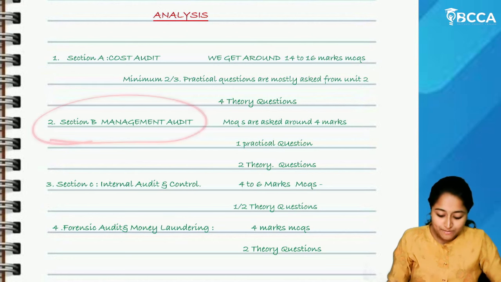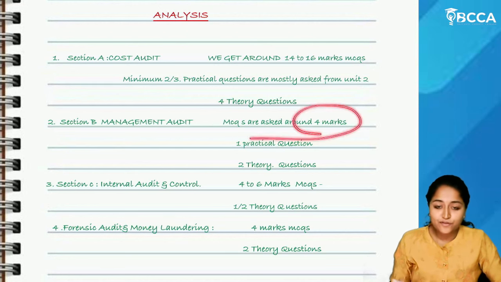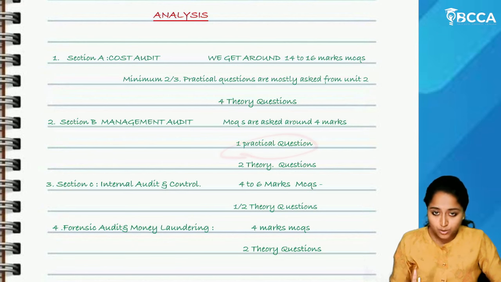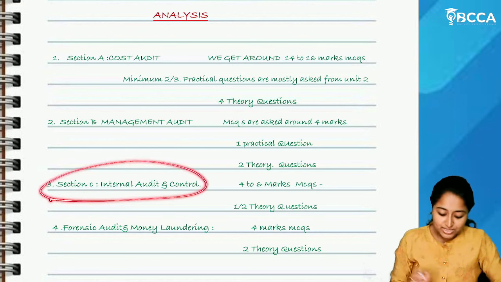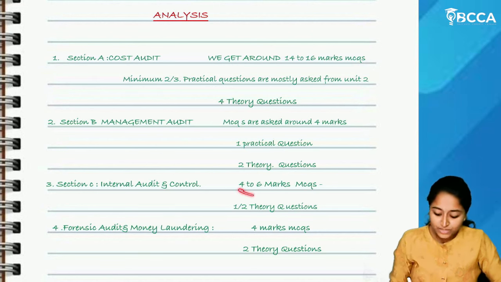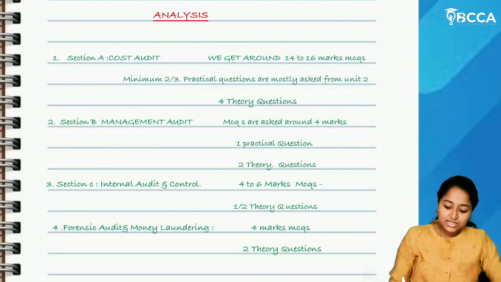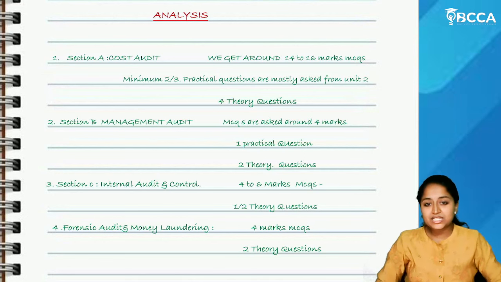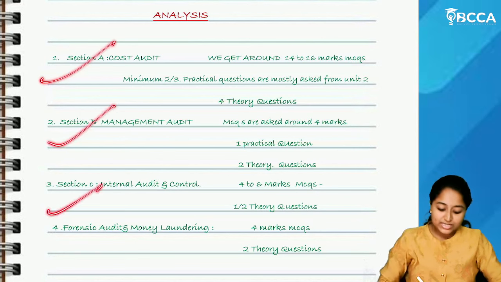When it comes to section B management audit, MCQs are asked for 4 marks with 1 practical question and 2 theory questions in it. And when it comes to section C, internal audit and control, 4 to 6 marks MCQs and 1 to 2 theory questions. When it comes to section D, forensic audit and money laundering, 4 marks MCQs and 2 theory questions. This is the actual analysis and how your paper is segregated between the section A, B, C and D.